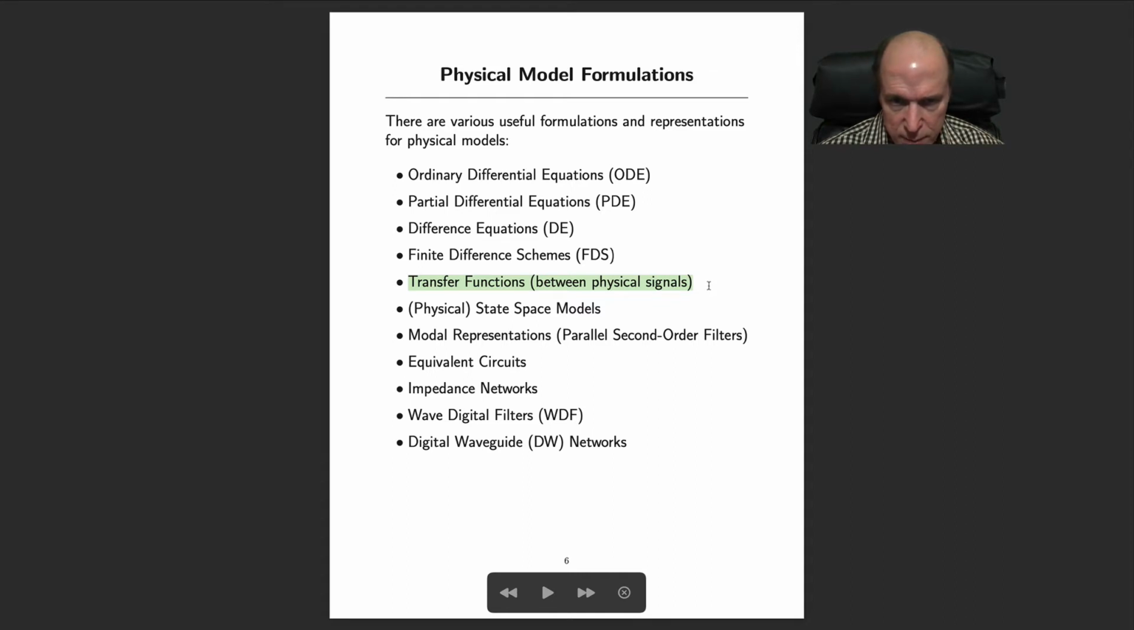And it's also very common in classical control theory. So classical control is based on transfer function models of what they call the plant. So the system is always called the plant. And in our case, the plant would be a string or a bore of a woodwind. And so transfer function models were big.